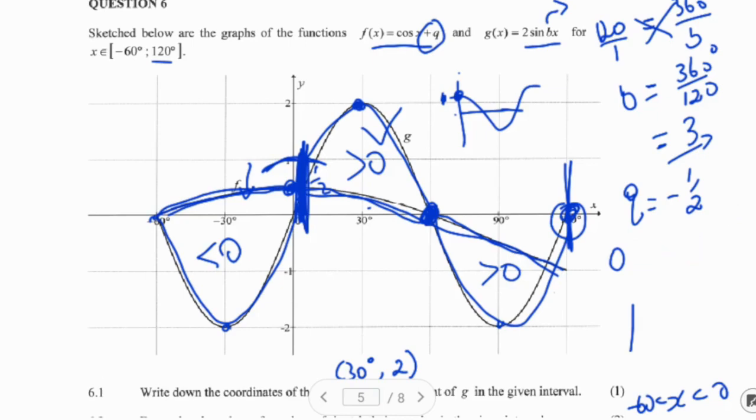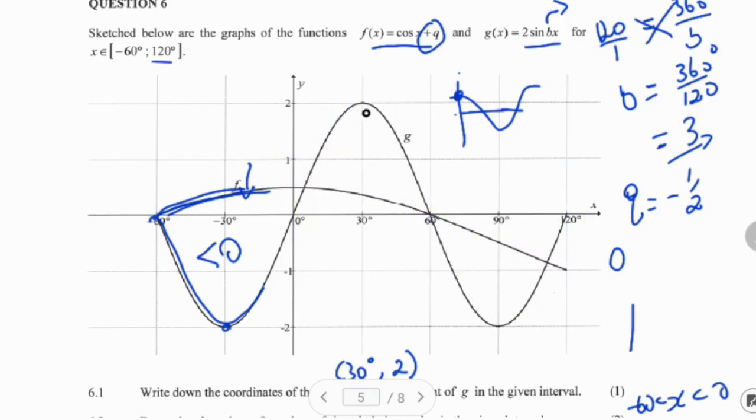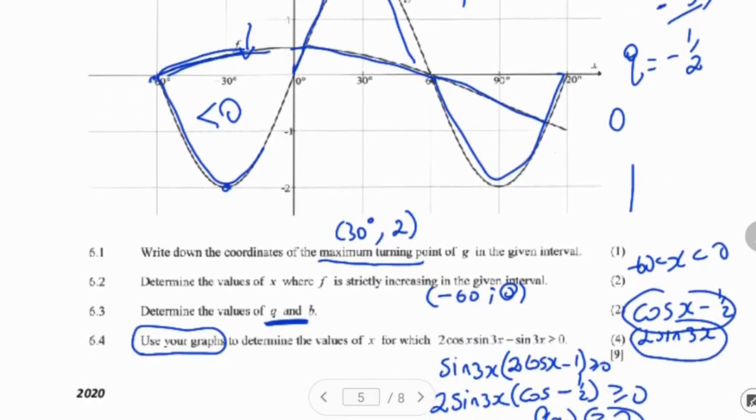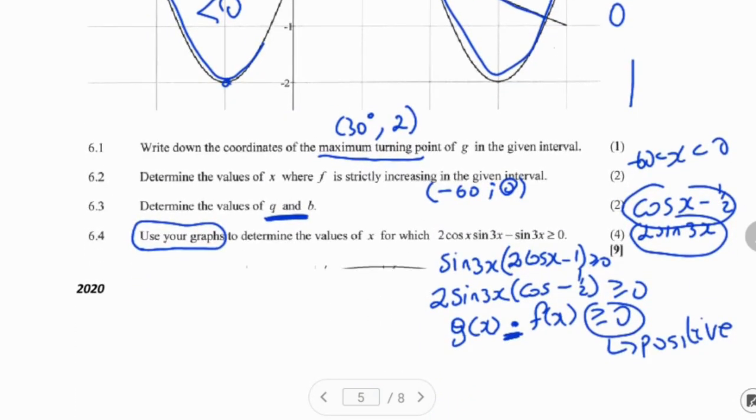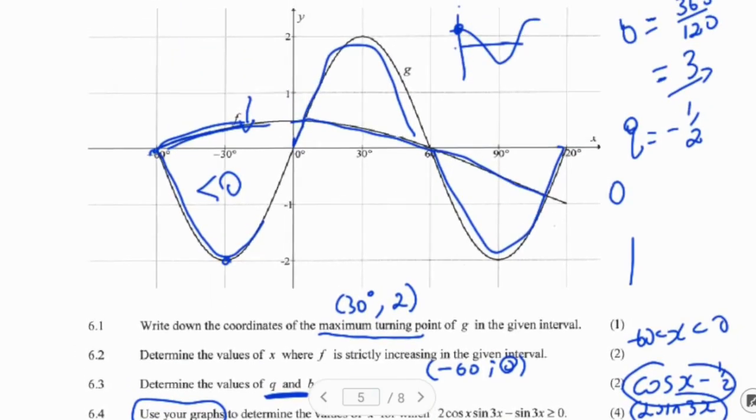Just have a look at that. I'm just going to rub the vision. You will see that between the start and 0, we have positives and negatives, which is a negative. But at 0, positive with a positive is positive, and negative times negative is positive. So that's why we're saying the product of the 2 graphs is positive between 0 and 120.